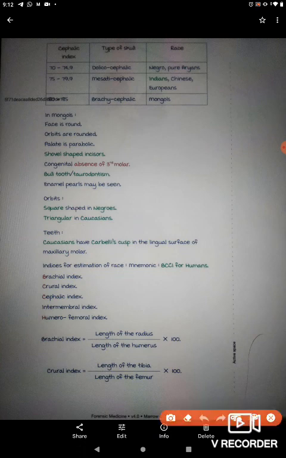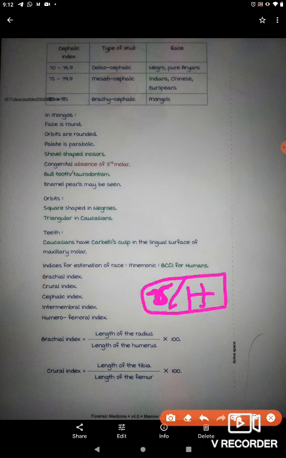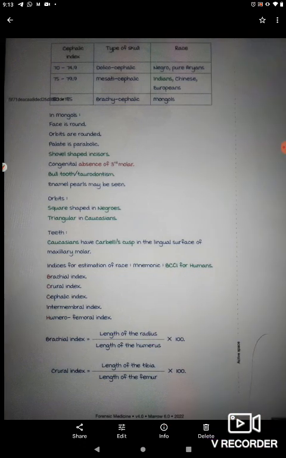So what is the brachial index? Length of radius by humerus into 100, the shorter bone of the upper limb by the longer bone. Similarly in the lower limb, they have the crural index: tibia divided by femur into 100 length.